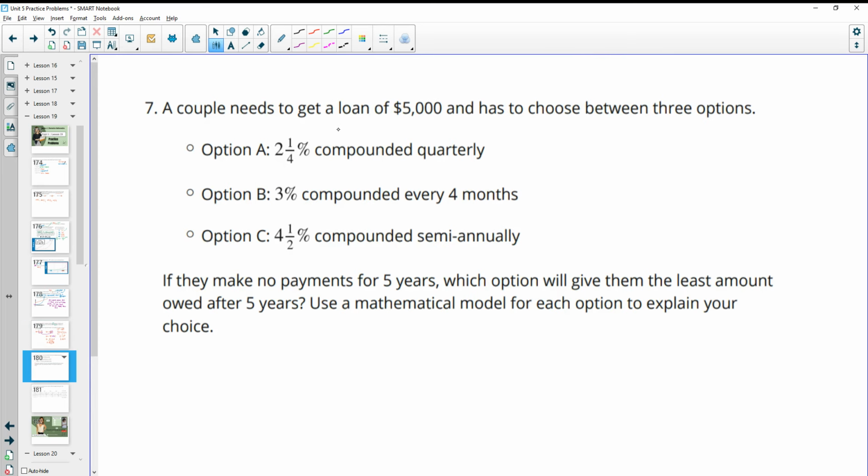Number 7, a couple needs to get a loan of $5,000 and has to choose between 3 options. Option A is 2.25% quarterly. Option B is 3% compounded every 4 months. Option C is 4.5% compounded semi-annually. If they make no payments for 5 years, which option gives them the least amount owed? Okay, so the least amount owed, because this is a loan, not in a bank account. Use a mathematical model for each option to explain your choice.